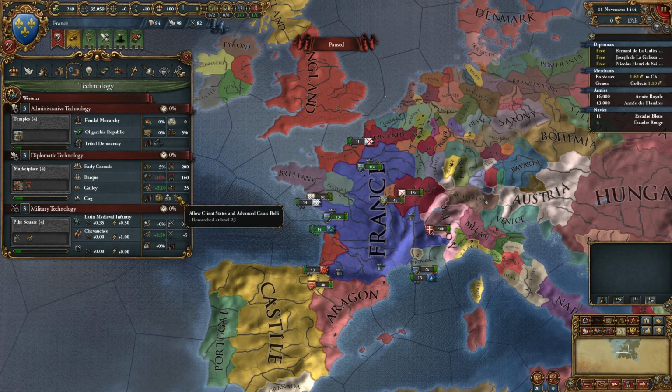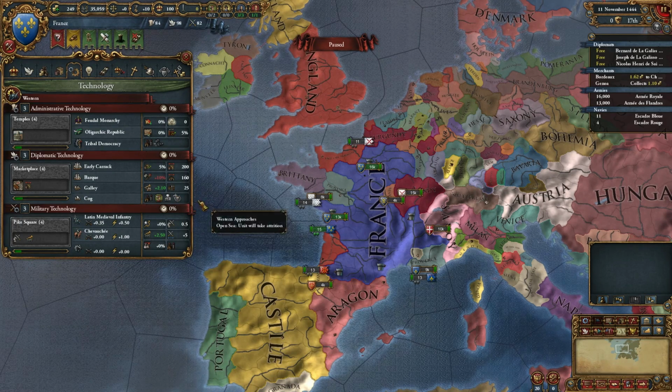And client states, last but not least, at level 23, allows you to take part of your nation that's not fully integrated or not a part of your accepted cultures, and create another nation that's completely subservient to you, thereby increasing your overall power. And that nation is customizable.